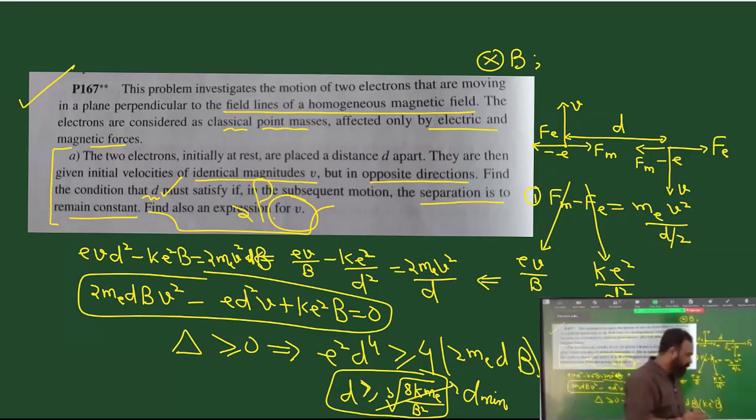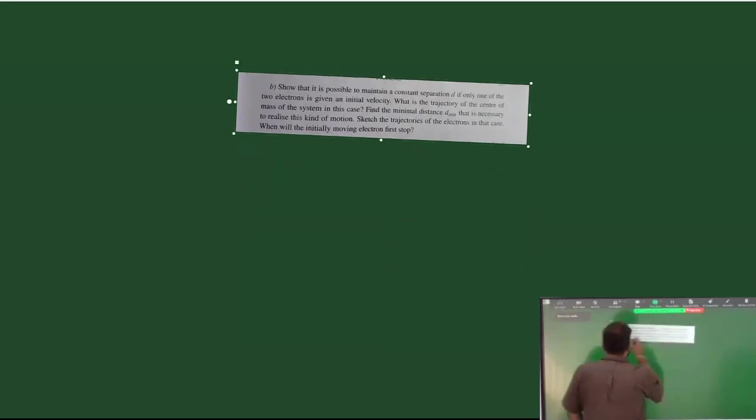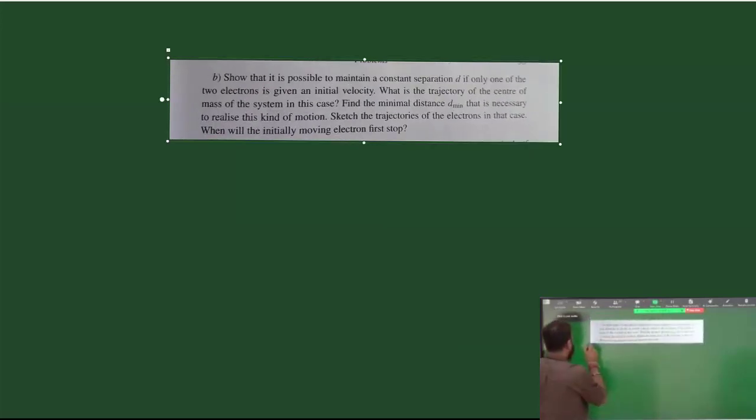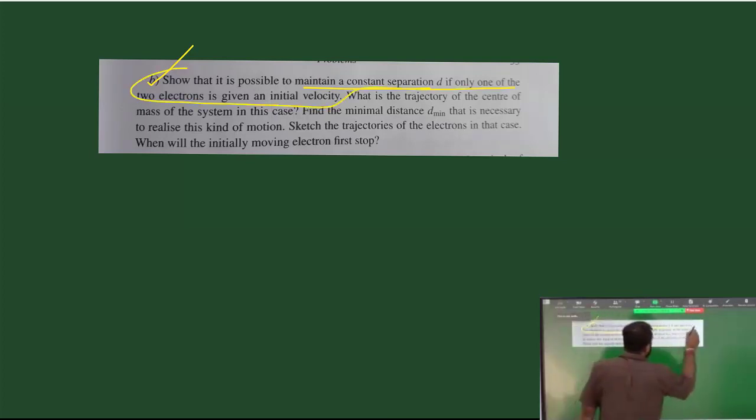Now comes the actual problem. What he wanted in the B part of the problem, the important combination, here he was clear. He said, I want to keep one particle at rest and I want to throw the other one. And I'm more interested in the analysis of the problem. Just read it carefully. He said, show that it is again possible to maintain a constant separation D, if we give velocity to only one electron and not to both. This is something that we have to prove.